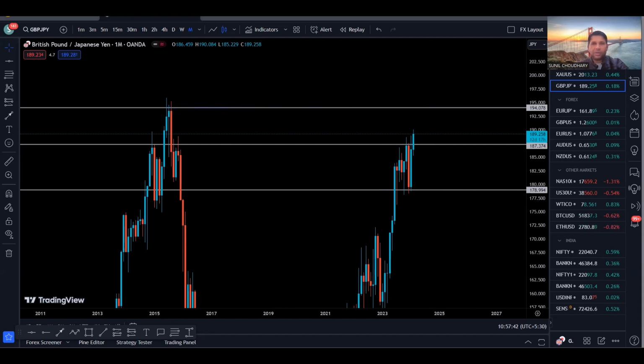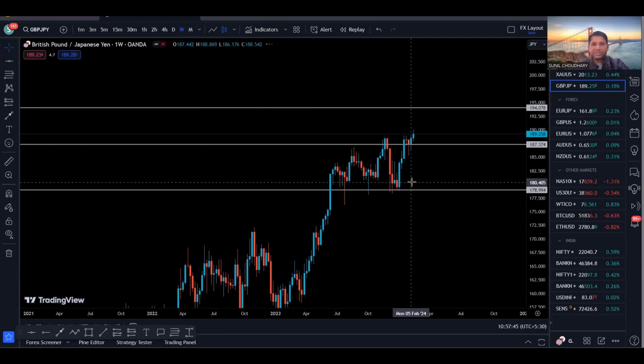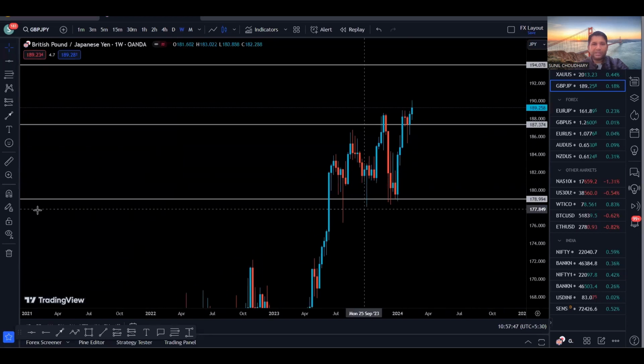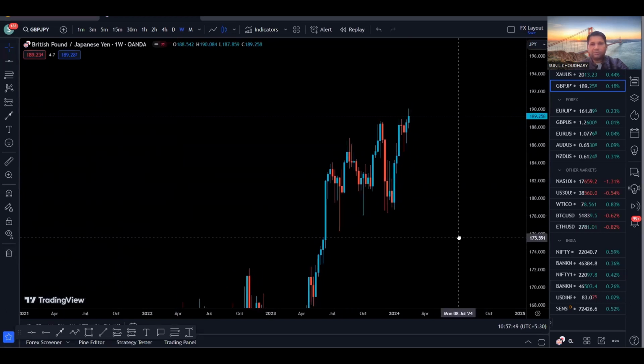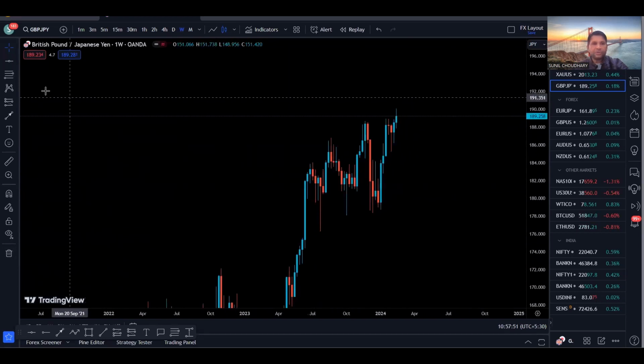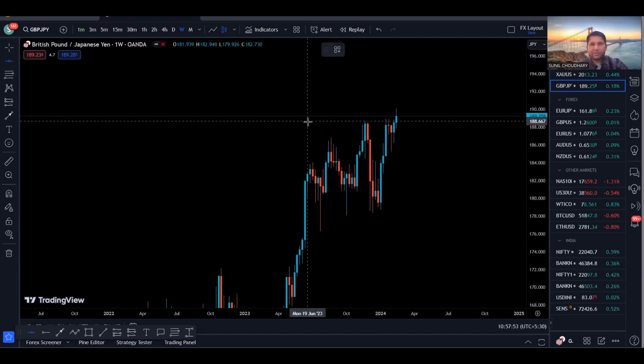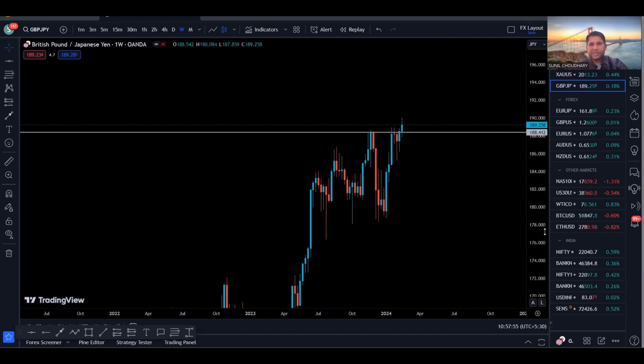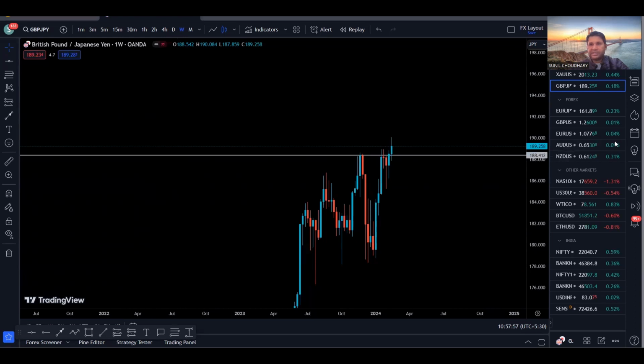Now let's go to the weekly time frame to see what is happening. Now let me remove these lines. On the weekly time frame, we can see we had this resistance, and the last weekly candle closed above this resistance. So there was very high probability for the next weekly candle to continue going up, which we did. We can see the last weekly candle closed with a bullish body and rejection to the upside and to the downside.